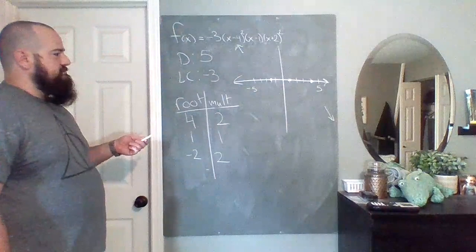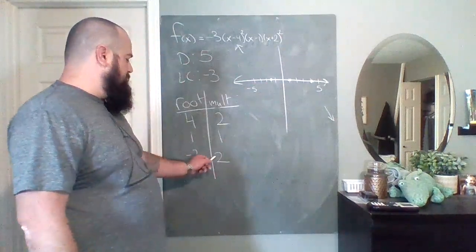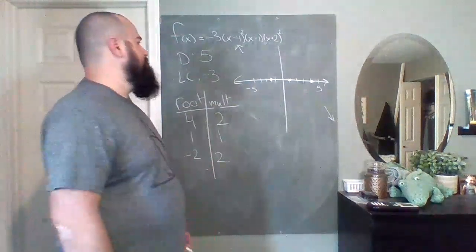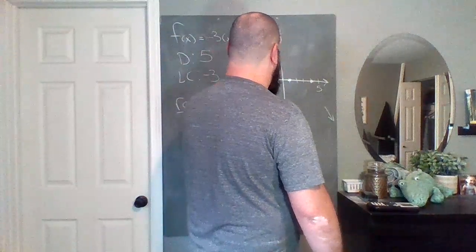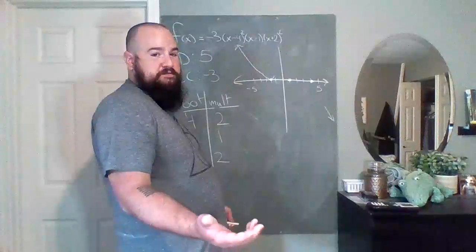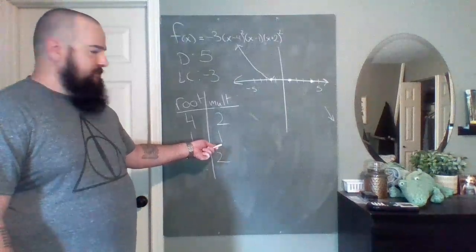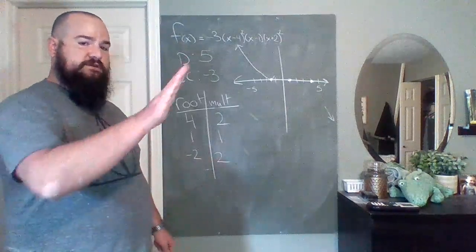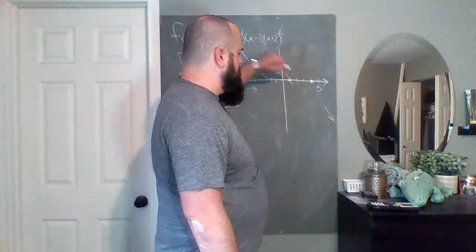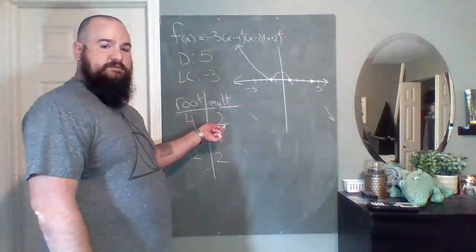So let's graph this. You simply come in, our first root is at negative 2. Negative 2 has a multiplicity of 2. That is a bounce. So come down and bounce off. Easy. Our next root is at 1, which has a multiplicity of 1. Multiplicity of 1 means we go through in a kind of linear form. So that. And lastly, we have 4 with a multiplicity of 2.